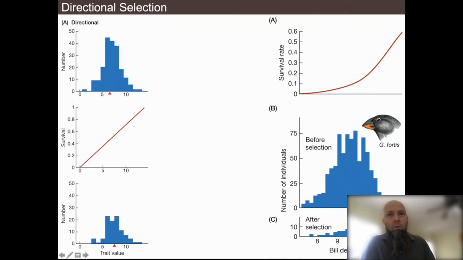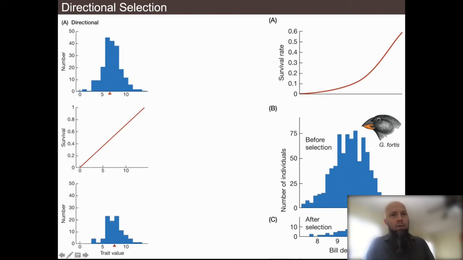So let's first start with directional selection. And this is probably the most common form of selection, the one we think of most commonly, right? Selection for deer to be faster, for fish to be larger, for lions to be stronger, right? Selection pushing the population towards an extreme. That's what we're talking about with directional selection.